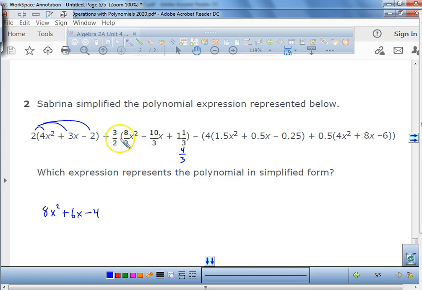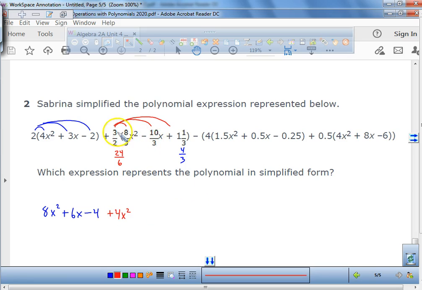Now, what I have to do is take 3 over 2 and multiply it to each of these guys. Okay? So do you guys see how we have 3 times 8 and 2 times 3? 3 times 8 is 24. 2 times 3 is 6. So what is 24 divided by 6? 4. So can you guys put plus 4x squared?